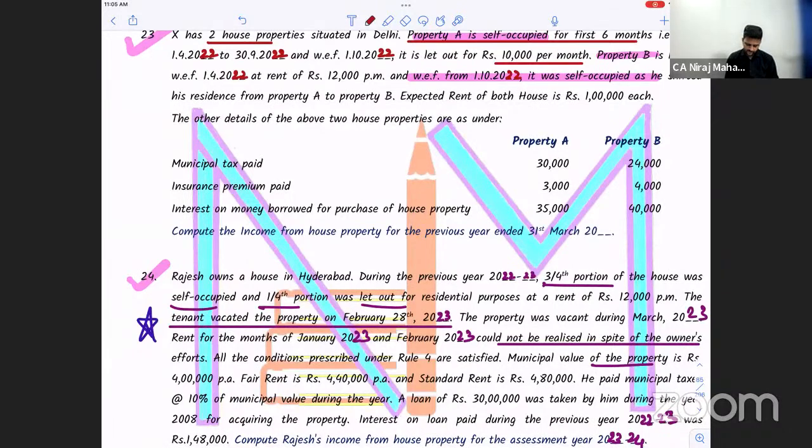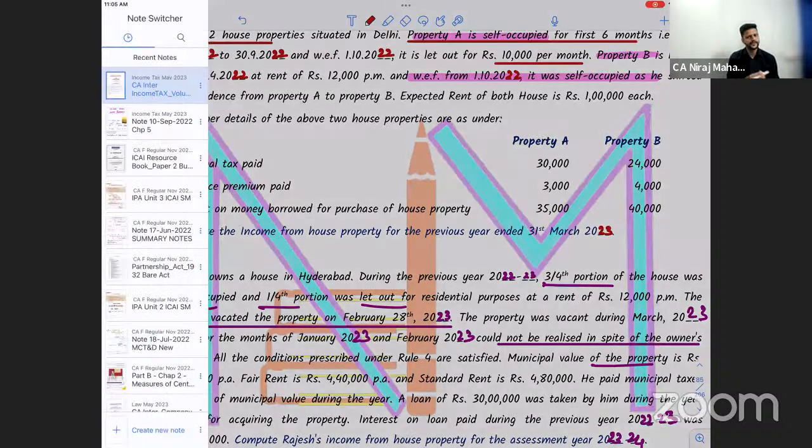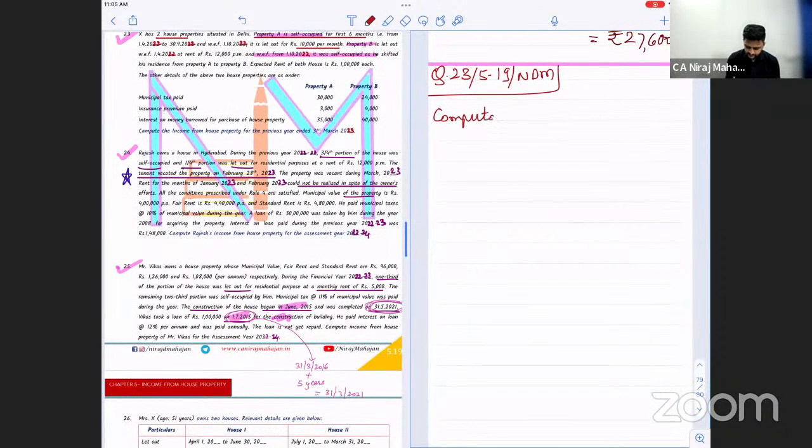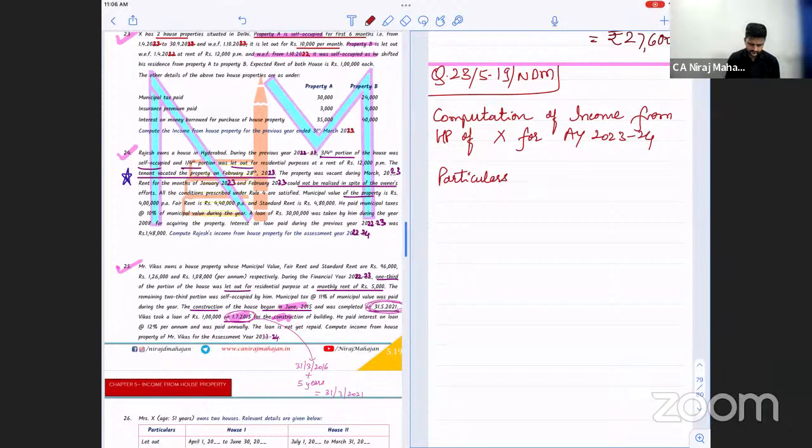Compute income from HP for the previous year ending 31st March 23. Obviously, you will be solving this. I'm just writing property A and property B, nothing else. Computation of. They are different properties, okay?